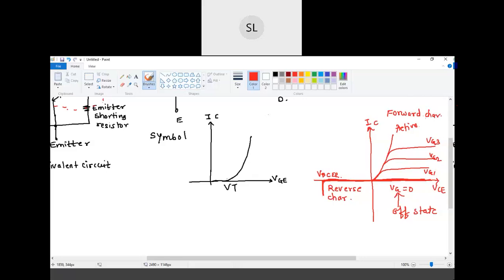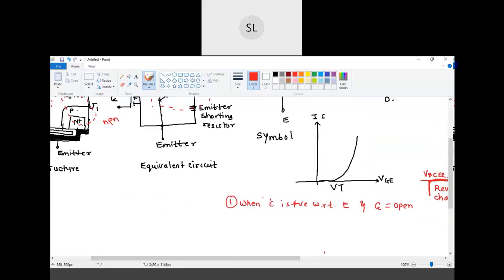Okay. Now when the collector is positive with respect to the emitter, and if this gate terminal is kept open, what will happen? When the collector terminal is positive with respect to the emitter terminal, and we keep this gate terminal open, this junction J1 will be reverse biased, so there won't be any current flowing from collector to emitter. Therefore, this device remains in the off state.